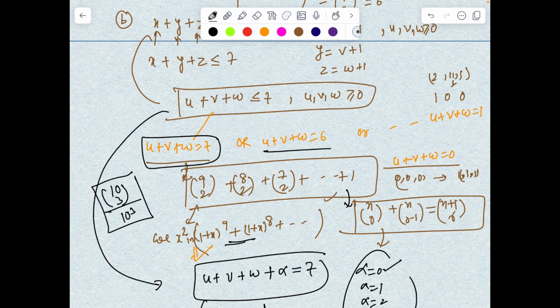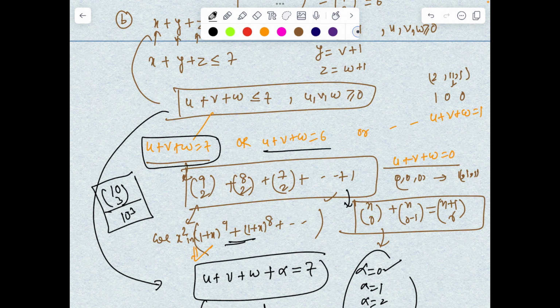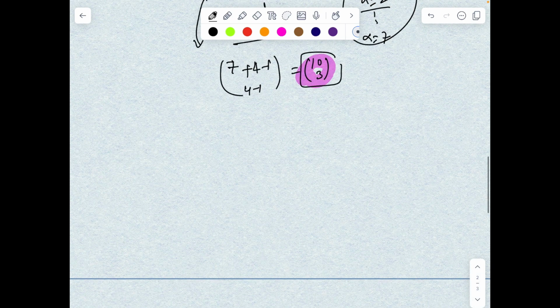So I hope you have understood how we can integrate the problem of probability, and you can solve it in various possible ways, right? Let's try another question. Let's say the third question.